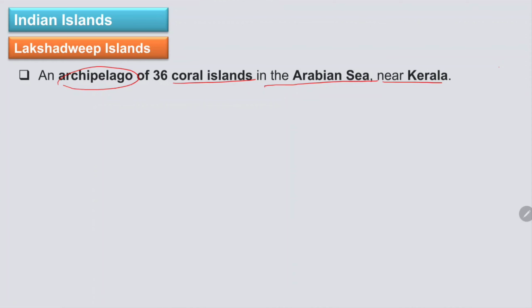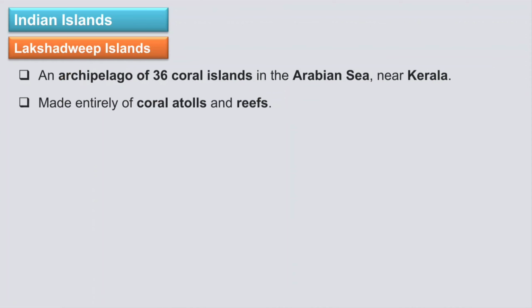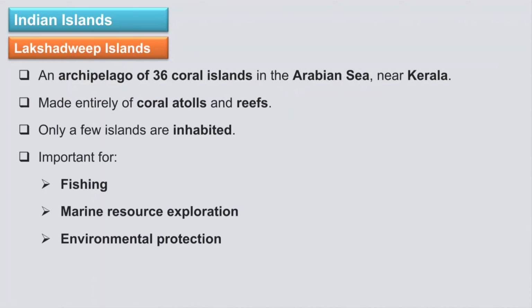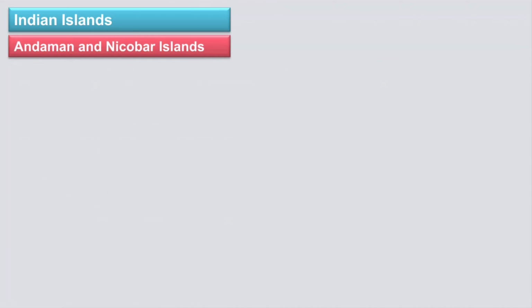Kerala and Lakshadweep are nearer, and the islands are made entirely of coral atolls and reefs, and only a few islands are inhabited. You will find few human settlements, as not all the islands are settled by humans. And they are important for fishing, marine resource exploration and environmental protection. So this is the importance of the Lakshadweep Islands.